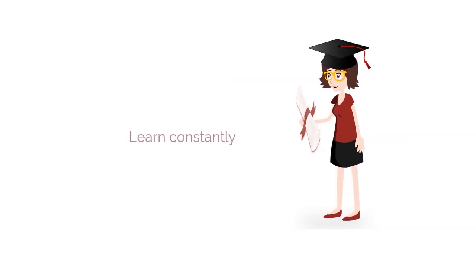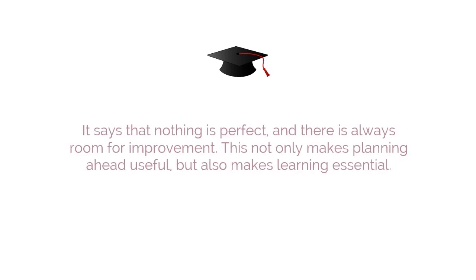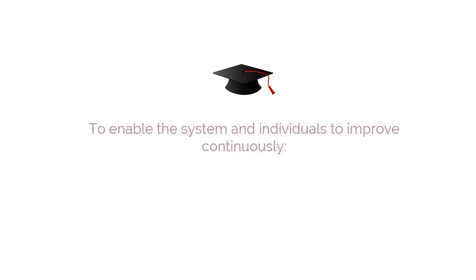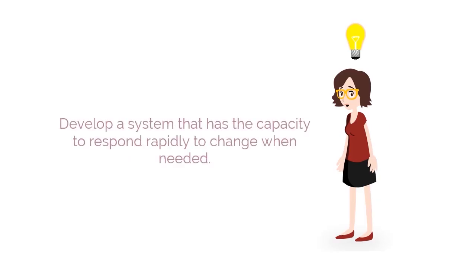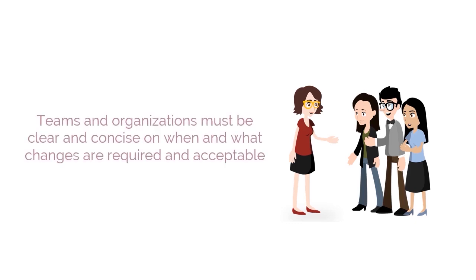4. Learn constantly. TPS talks of the concept of Kaizen, that is, continuous improvement. It says that nothing is perfect, and there is always room for improvement. This not only makes planning ahead useful, but also makes learning essential. To enable the system and individuals to improve continuously, develop a system that has the capacity to respond rapidly to change when needed. Make the code change tolerant. Teams and organizations must be clear and concise on when and what changes are required and acceptable, because decisions, once made, have a financial bearing.